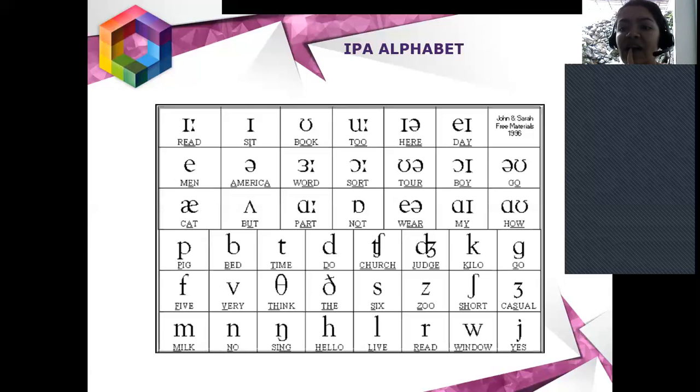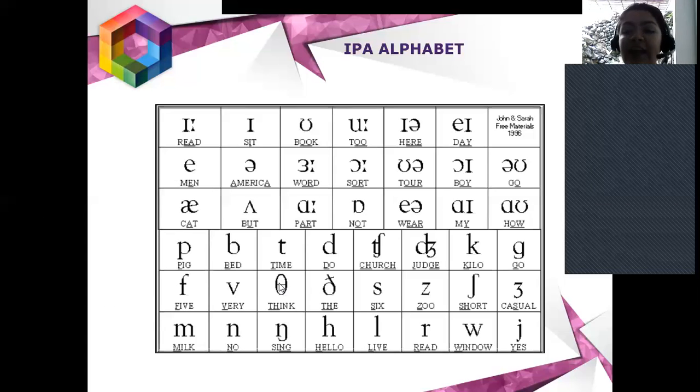We have five, five. So your upper teeth with your lower lip, five. Then we have very, your upper teeth with your lower lip as well. But remember that it is different. I mean, it's the same place of articulation, but the manner of articulation is different. This F, F, and this V. V has vibration right here, okay?